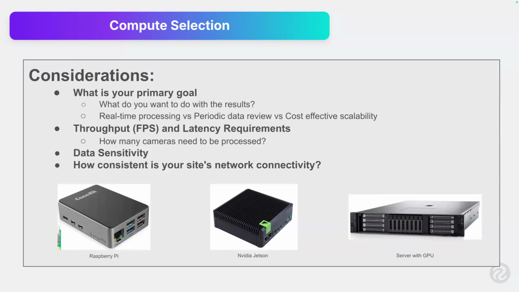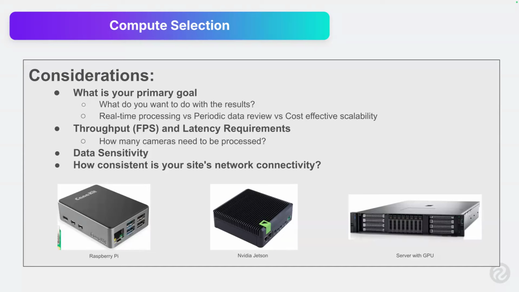After that is throughput or FPS. How fast do I need to process these frames? So in a manufacturing setting where product is moving very fast, I need a high FPS to keep up with that fast moving product. And then latency, how quick do I need that data response? And also how many cameras need to be processed? So in the edge setting, it's usually like one camera to one edge device. Where in a server setting, that could be 10 cameras to one server.